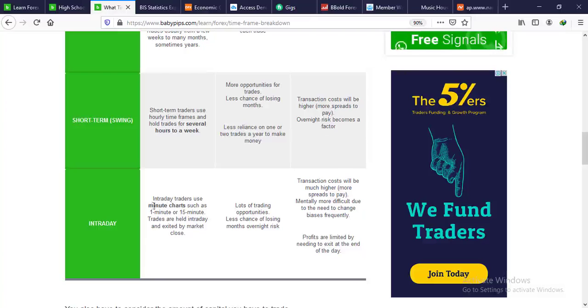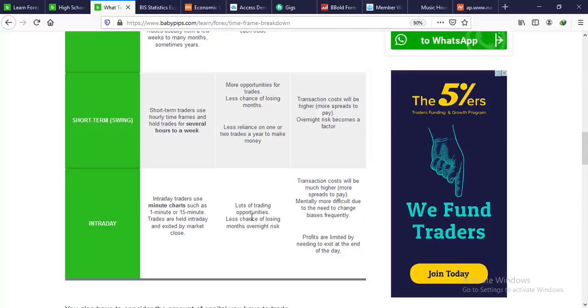Now what about intraday? Intraday traders use the minute charts, such as 1 minute to 15 minutes, and the trades are held intraday and exited by market close. So within 24 hours the trader will get into the market, take his trades, and then close. Once the market opens, the intraday trader is there, and before the market closes, the intraday trader is done.